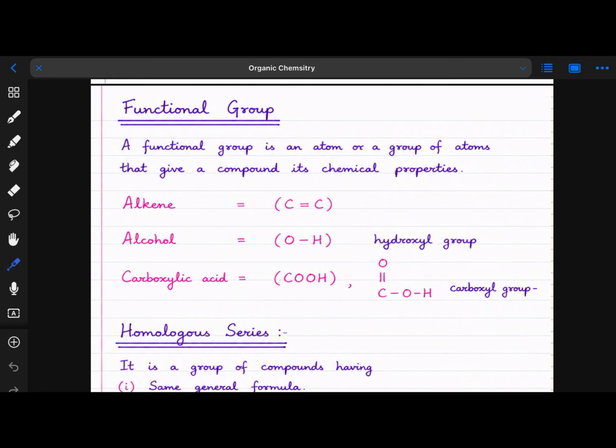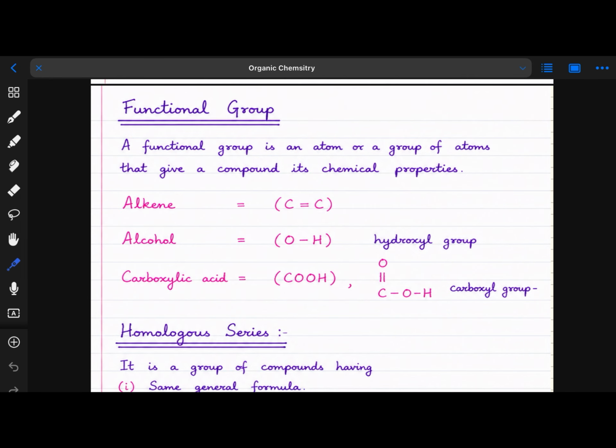Alright, so now let's talk about the functional group. A functional group is an atom or a group of atoms that give a compound its chemical properties. In simpler words, you can say that a functional group is a part of the molecule that decides how the compound is going to behave in chemical reactions.